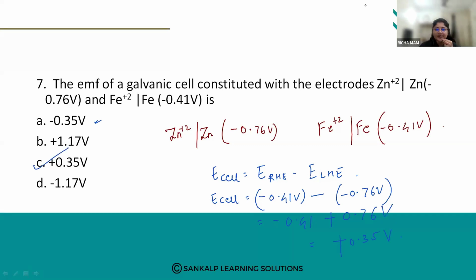Option number C. So who all have answered option number C? Yes, Sri Varuni, Baby, Sanjeevni. Yes, option number C is the correct answer, plus 0.35 volts. So EMF of the cell is given by E cathode minus E anode. You have to write the cell reaction for this. Based on the electrode potential values, E cathode minus E anode, E naught of cell can be calculated and you will get the EMF of the cell. So option number C is the answer.